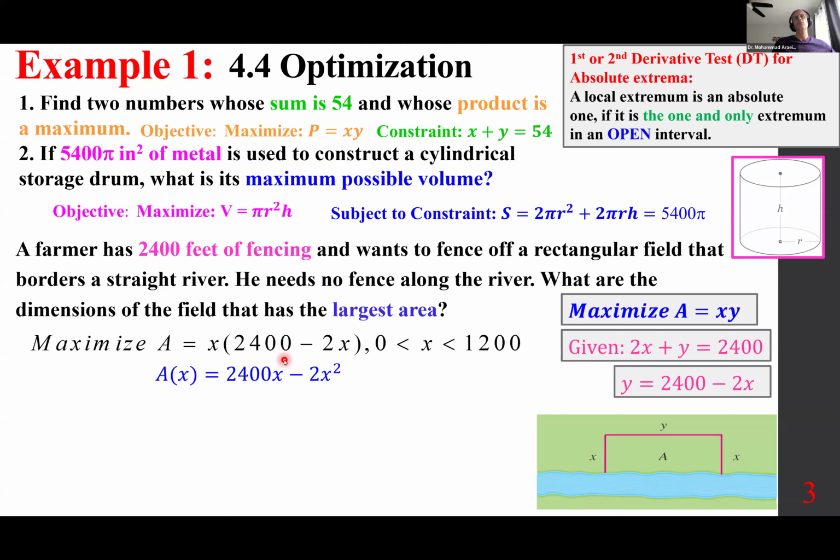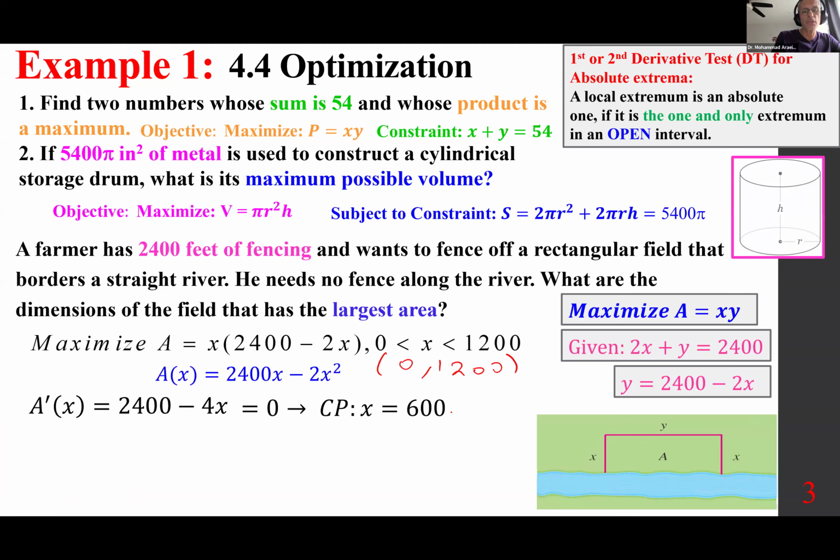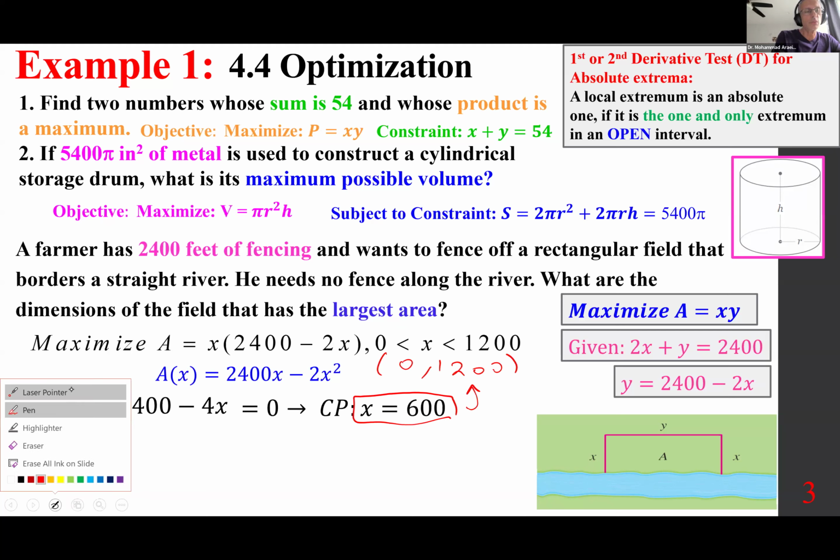So far, everything we've done is elementary algebra. And now the calculus begins. We want to find the critical point. A prime is 2400 minus 4x. You set that equal to 0 in order to find the CP, or the critical point. x becomes 600. So you have an open interval of 0 to 1200. You have one critical point in between.